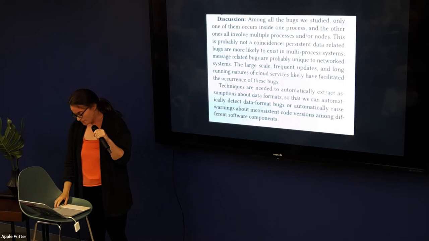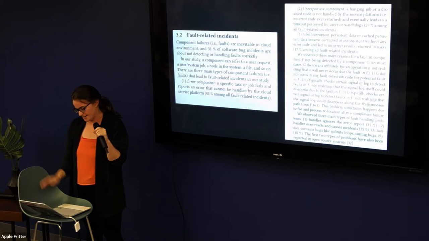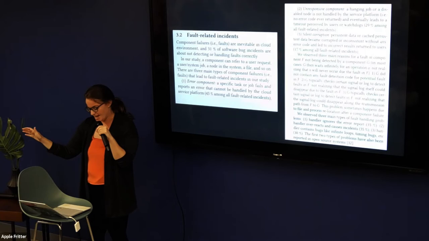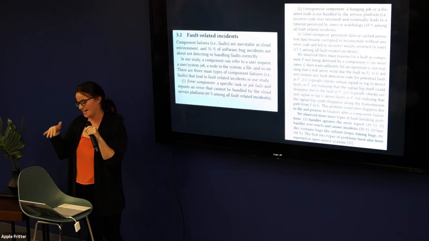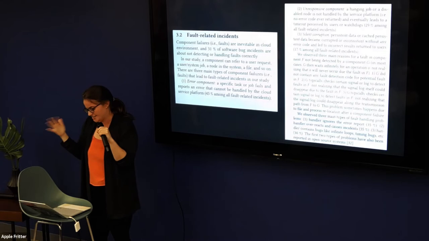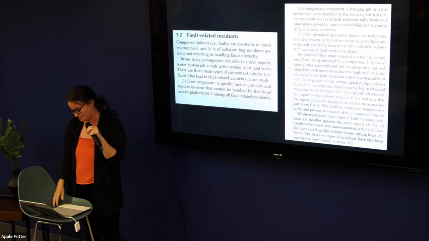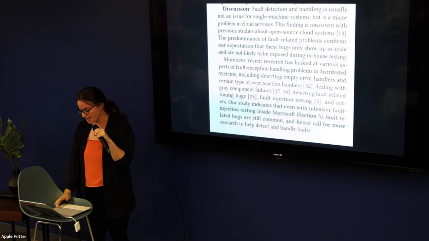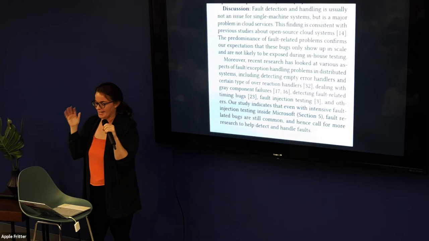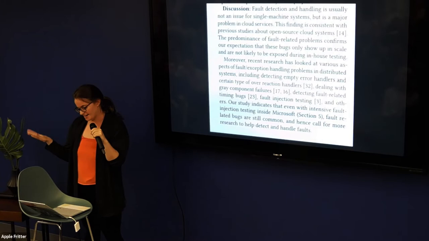So fault related incidents, these were a few different things. There's an error component, which is a specific task or job failing, and the error can't be handled. There's an unresponsive component, like a hanging job, deadlock, whatever. And then there's silent corruption, so your data or something alongside it is just not behaving or returning the value that you want. Those are pretty common as well. This usually isn't a problem in just one machine. It's more of a distributed systems problem, and it's very specific to cloud services.